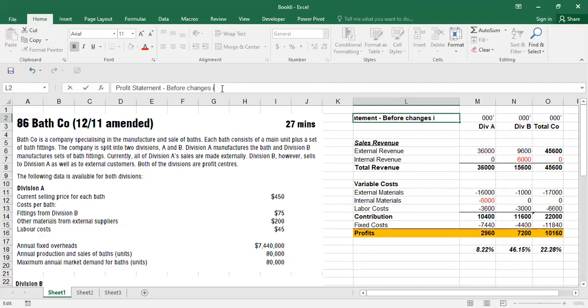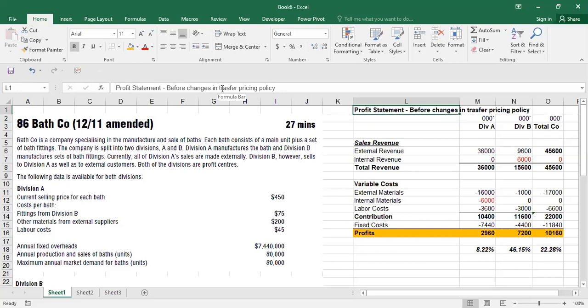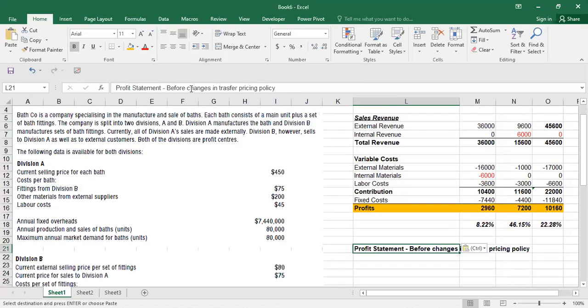Before changes in transfer pricing policy. And then I need to, let me put it here. So this is what we made, a profit statement before changes in transfer pricing. And what I want to do, I'll just copy paste it. I will say profit statement after changes in transfer policy.